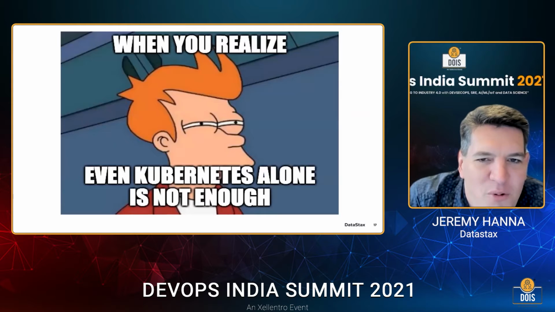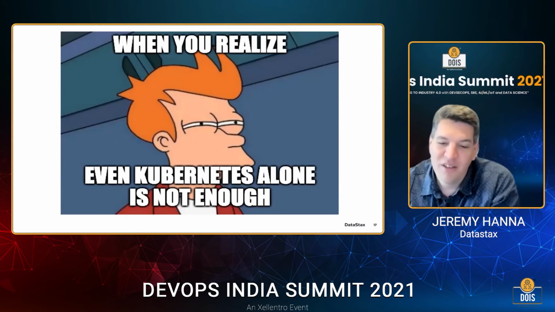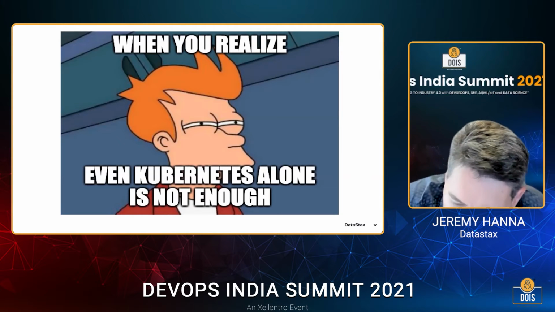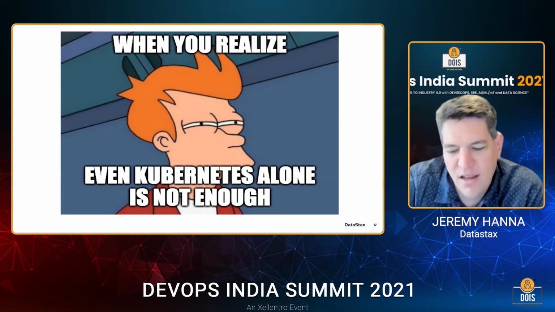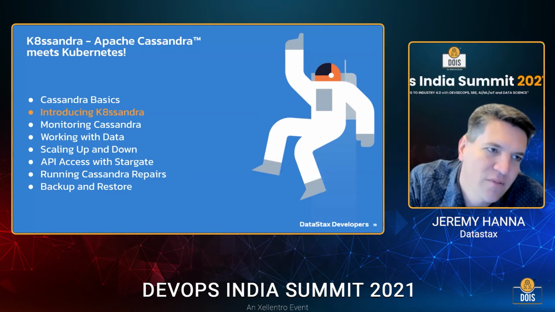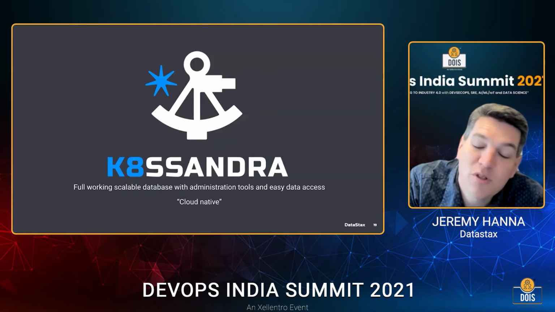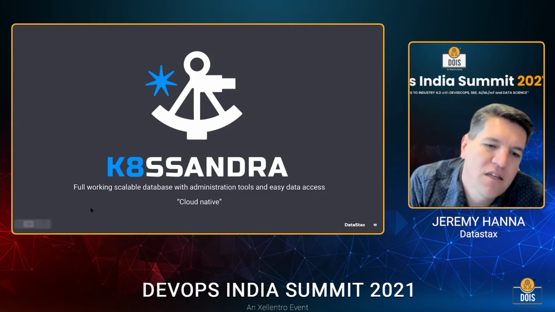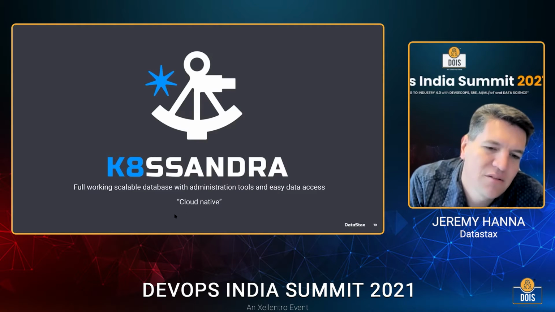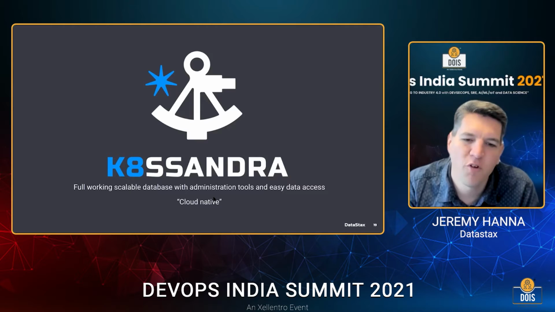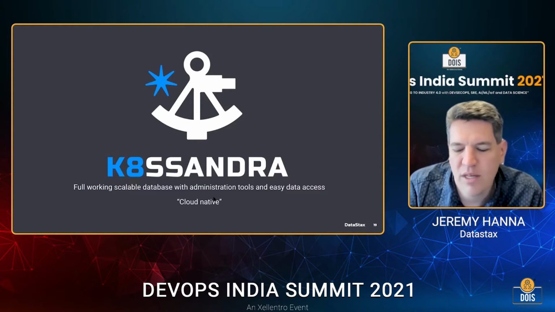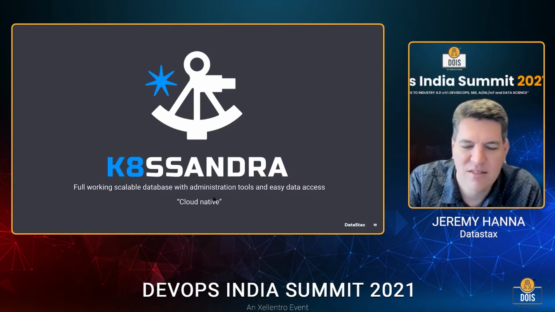And so we come to the point where we realize even Kubernetes alone is not enough to make our lives easier unless we have something to help us. And that's the motivation for the project called K8ssandra. K8ssandra is a fully open source project. It's the database of Cassandra and all of the administrative tools to make it cloud native, for the definition that you might think is cloud native. And we can go over what that whole stack means here.